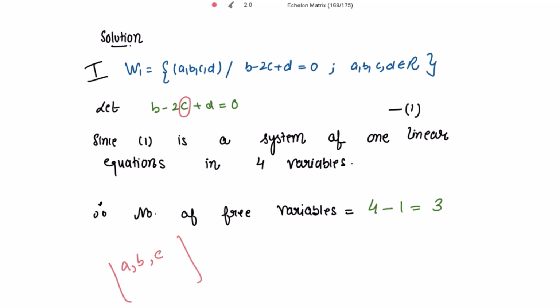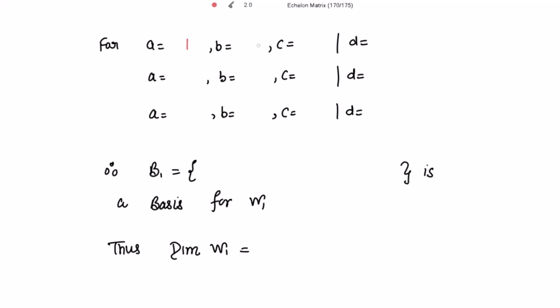Now I need to give them some values so that I can get the value of D. If you have 3 free variables, just write the format of the identity matrix: 1, 0, 0, 0, 1, 0 and 0, 0, 1. That means A takes value 1, B takes value 0, C takes value 0 first. So for A equal to 1, B equal to 0, C equal to 0, we get D to be 0.